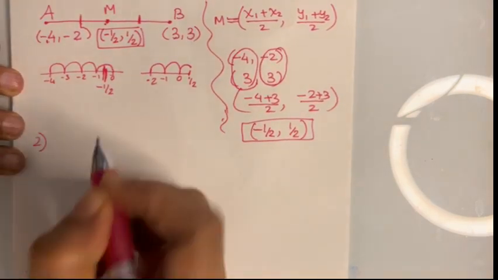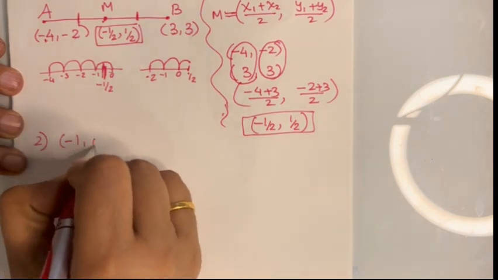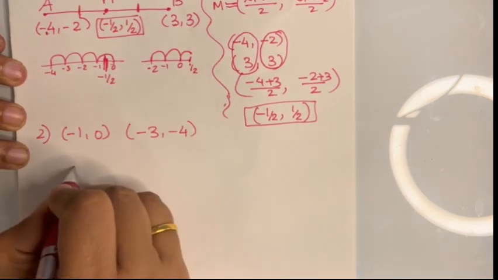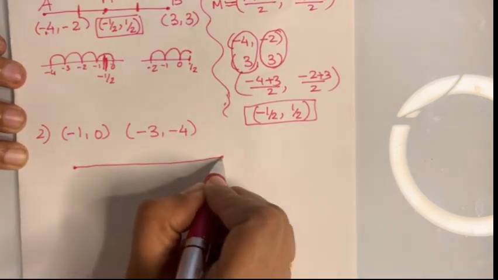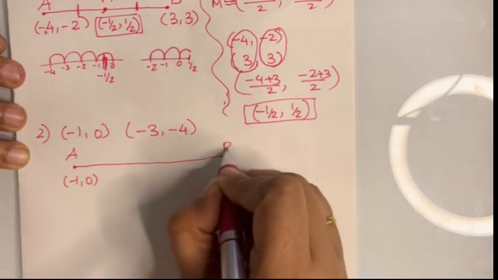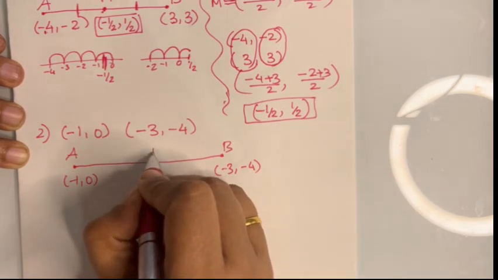Let's do this one, and this time let's not do the fractions. A is -1 comma 0. B is -3 comma -4. I need to find the midpoint.